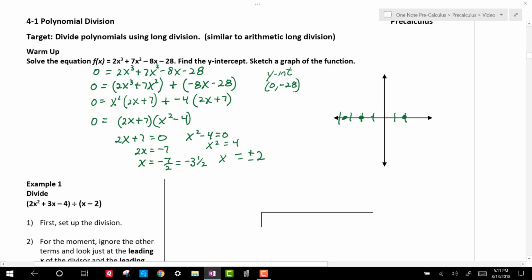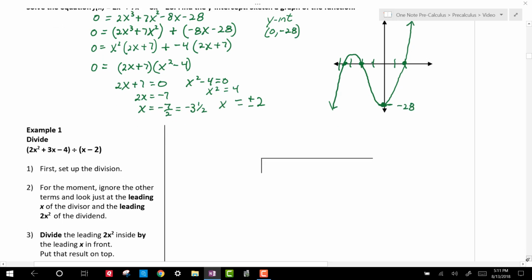So I can't scale my y-axis the same, so I'm just going to put a negative 28 down here, and I'm not going to worry about everything else. Now, because this is a positive 2x cubed, the right side of this graph is going to go up, just like a parabola would go up on the right side. Then it's going to roll down through my y-intercept, back up around through here, and back down through this point. Do I really care how high or low it goes? Not at all. All right, so there's your warm-up.